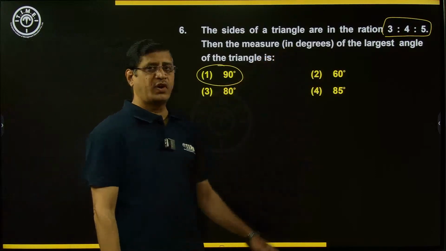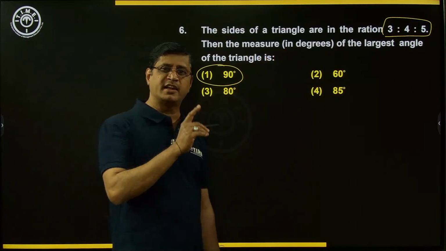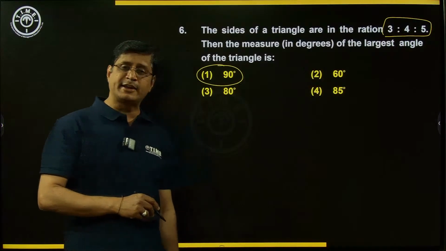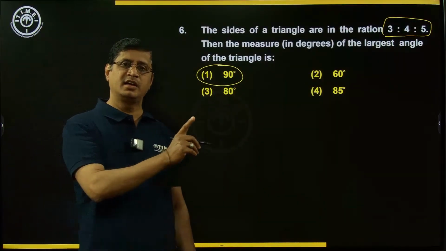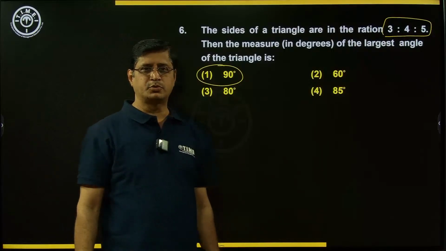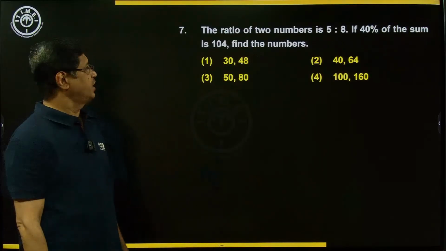3 is to 4 is to 5. Since these are Pythagorean triplets, the sides here, if they are Pythagorean triplets, it is a right angle triangle. Right angle triangle means the largest angle is one angle must be 90. That is the largest angle. So option number 1. Look at the next example on your screen.